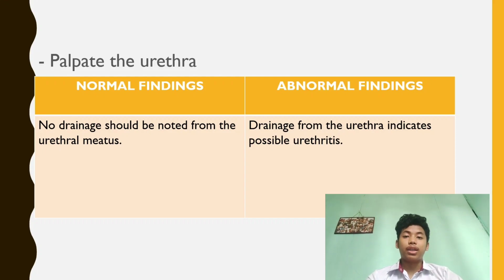For the normal findings, no drainage should be noted from the urethral meatus. The area is normally soft and non-tender. For the abnormal findings, drainage from the urethra indicates possible urethritis. Any discharge should be cultured. Urethritis may occur with infection with Neisseria gonorrhoeae or Chlamydia trachomatis.